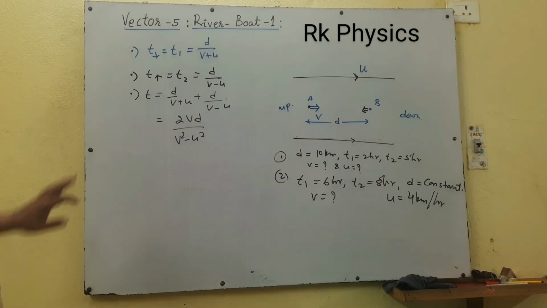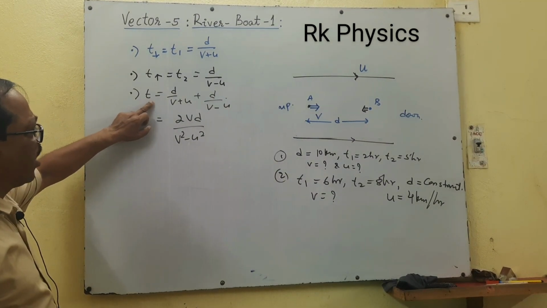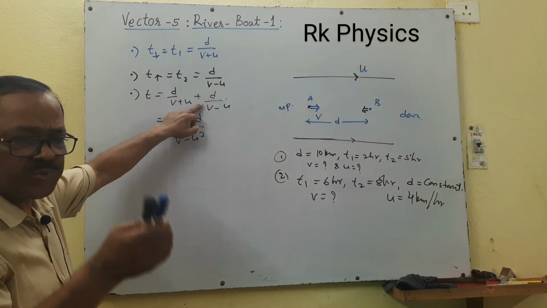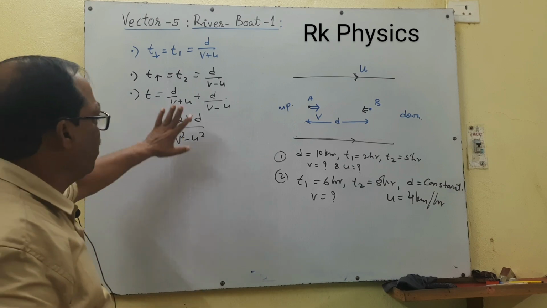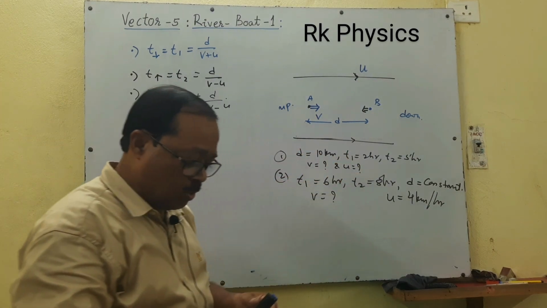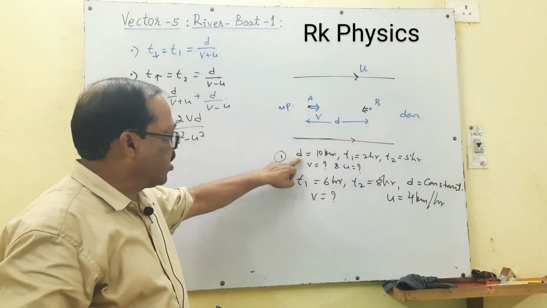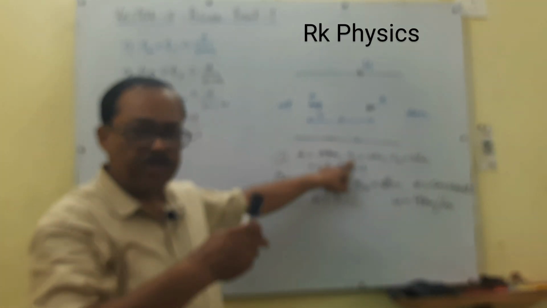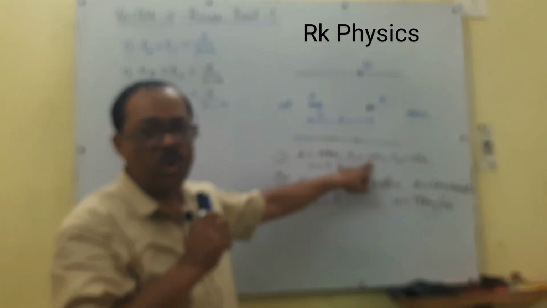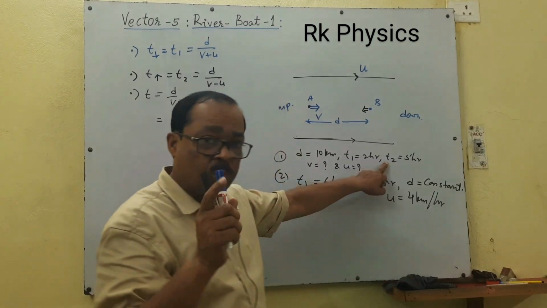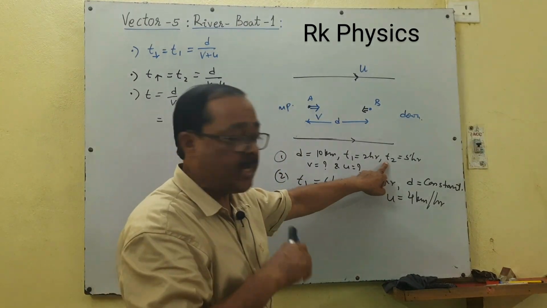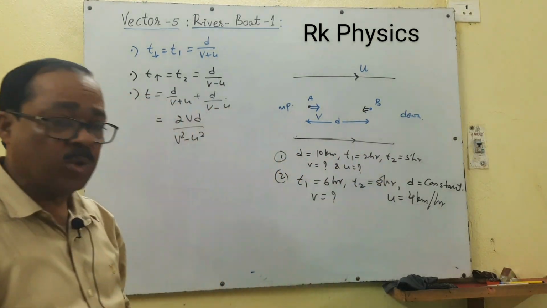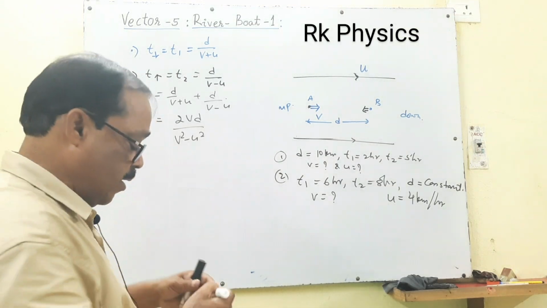Now let us take the total time T round, which is time of downstream plus time of upstream, or you can use the direct formula. Now let us solve 2 problems. The distance between A and B is given as 10 km. Downstream from A to B, the time taken is 2 hours. Upstream from B to A, water is opposing, therefore it requires more time, that is 5 hours. So by taking these three data, how can you find the values of v and u?